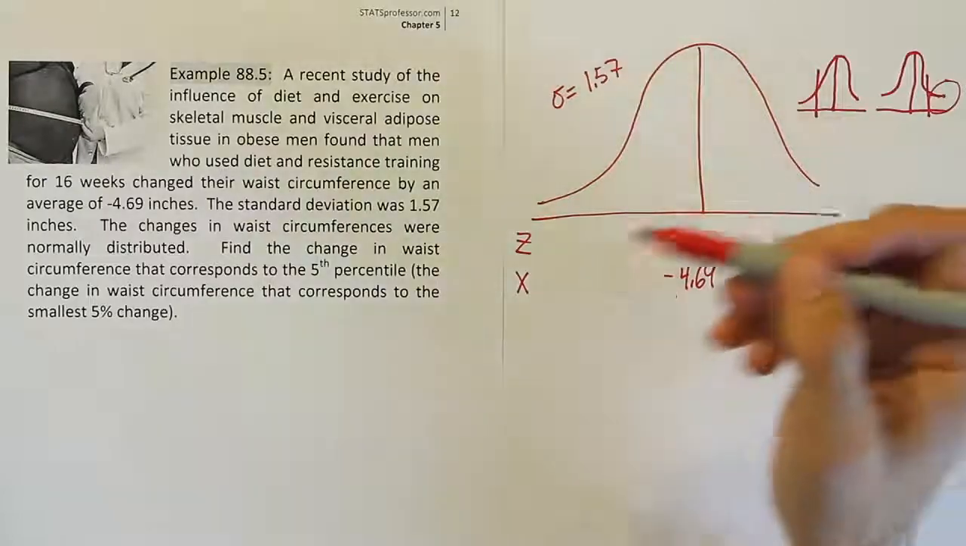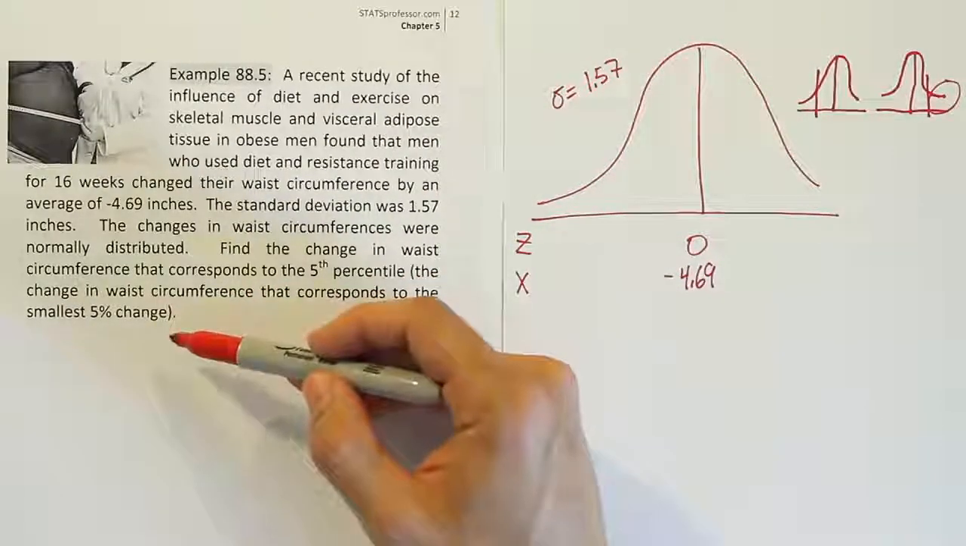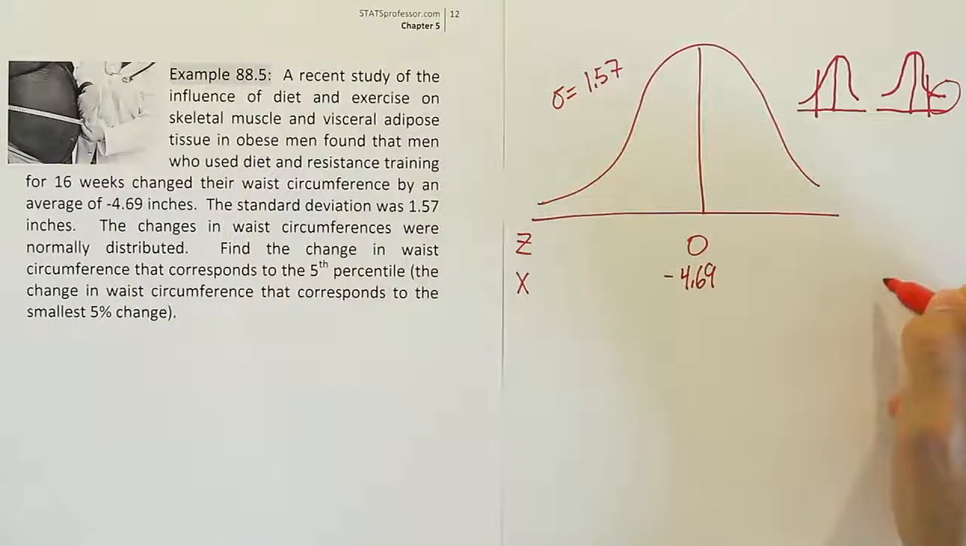So if we actually want to find the change that corresponds to the smallest 5% change, the smallest change happens here, because remember, as you move up on the number line, wouldn't we be approaching 0? And what would a 0 change in waist circumference imply, right? If you're moving up on this x line, as you move close to 0, 0 would mean you didn't have any change, right? So these would be the people over here who lost the least amount around their waist from the diet and the exercise.